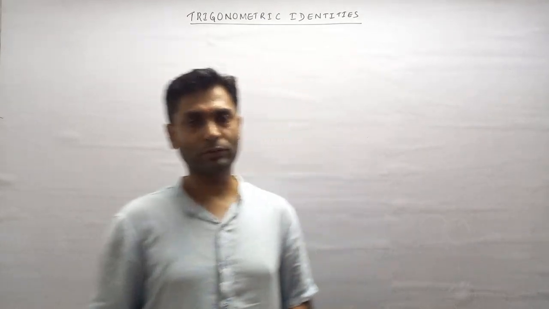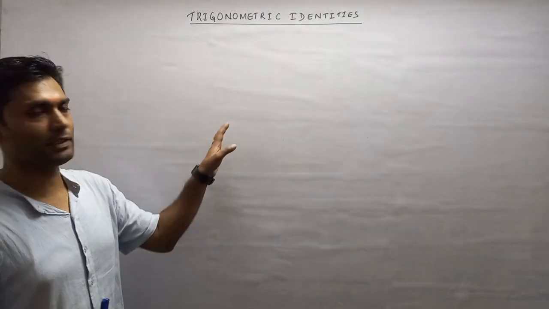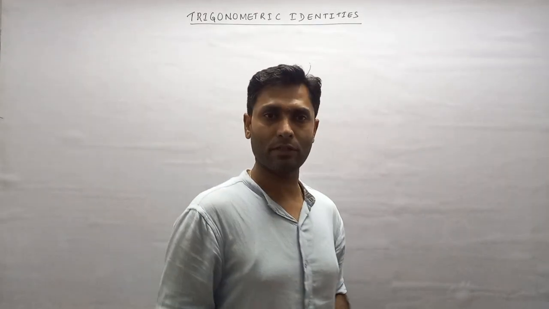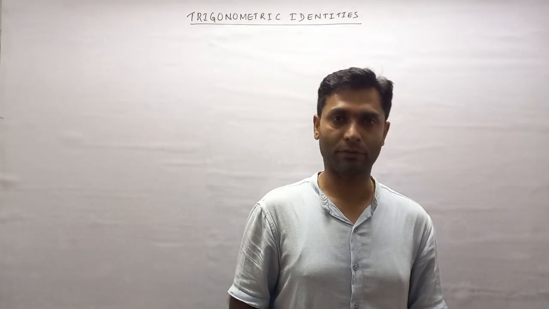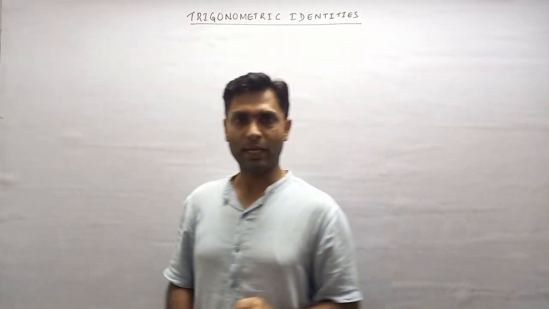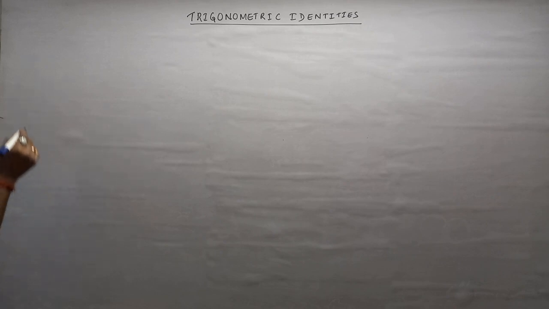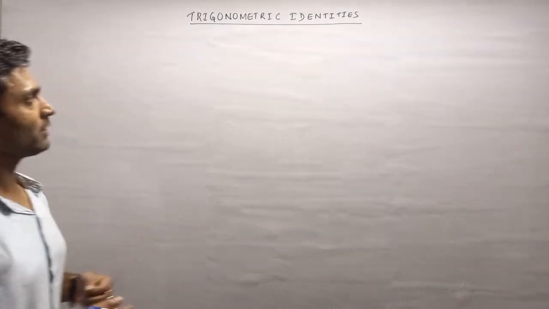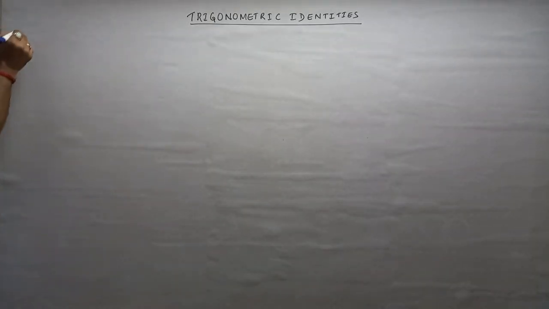But if I tell you there is no need to memorize the identities, but you can derive them from very basic knowledge, then I think it will be very interesting for you. So let's begin the class. We already know about the six trigonometric ratios, that is sine, cos, tan, cosec, sec and cot. So first of all, we'll see how we can write this.